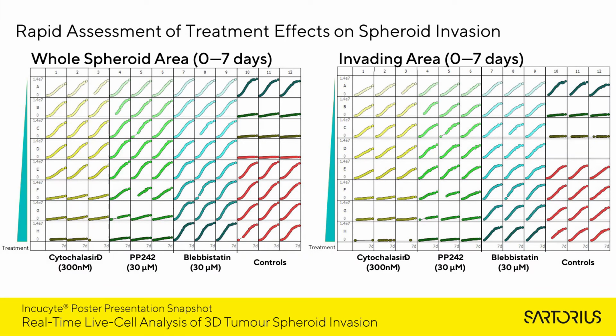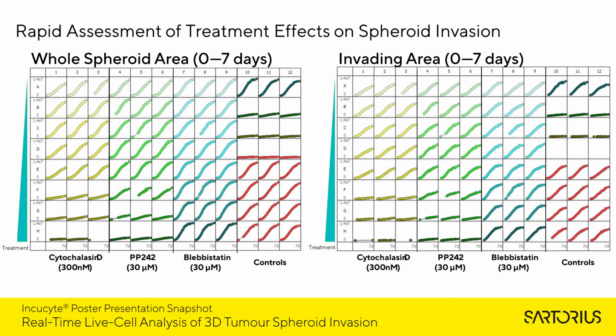To exemplify the amenability of this 3D tumor spheroid invasion assay to antimetastatic compound testing, we performed a pharmacological study in U87 MG cells. So U87 MG spheroids were formed as previously described, and they were treated with invasion modulating compounds and imaged every 6 hours for 7 days. And you can see here they were treated with cytochalasin D, PP242 and blebbistatin. So the IncuCyte system is able to generate these real-time automated plate views, which enabled rapid visualization and assessment of compound effects on spheroid invasion.